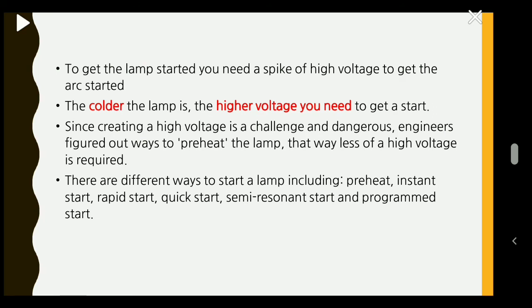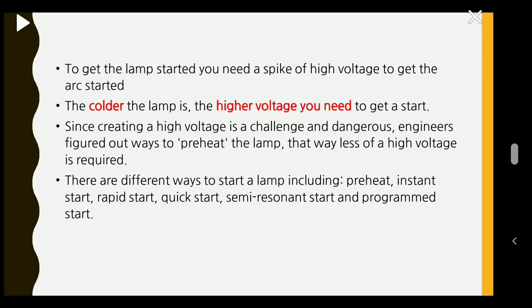To get the lamp started, you need a spike of high voltage to get the arc started. The colder the lamp is, the higher voltage you need to get a start. The voltage forces current through the argon gas. Gas has a resistance. The colder the gas, the higher the resistance. Therefore, you need a higher voltage with colder temperatures. Since creating a high voltage is a challenge and dangerous, engineers figured out ways to preheat the lamp. That way, less of a high voltage is required.